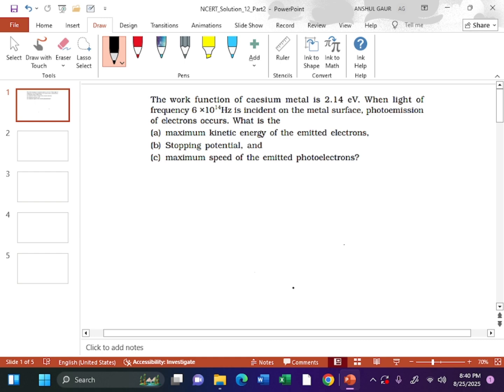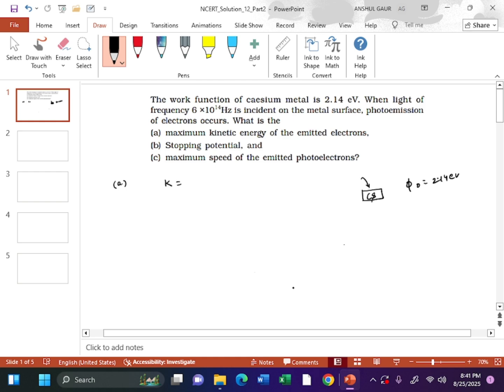So the problem is based on the topic photoelectric effect. In this particular problem, first of all we have to calculate the maximum kinetic energy of the emitted electrons. There is a metal known as cesium. Its work function is given as 2.14 electron volts, and a certain light of energy is incident upon it, and there is a generation of photoelectrons here.